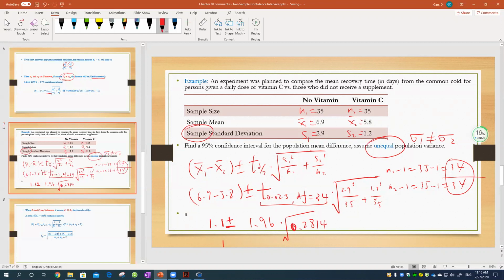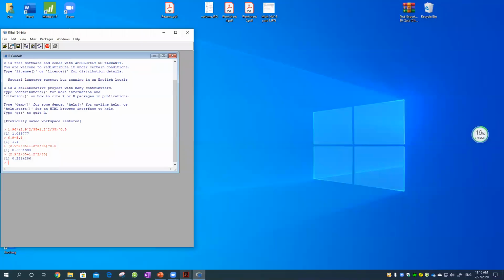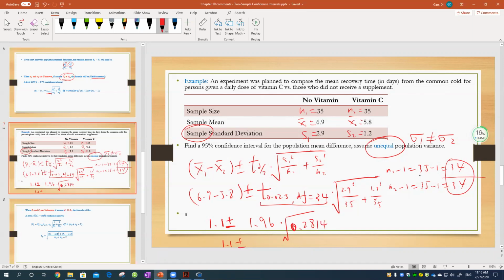So that's going to be 1.1 plus or minus the same calculation as before. So nothing changed actually. So that's 1.04. So that is actually from 0.06 to 2.14.